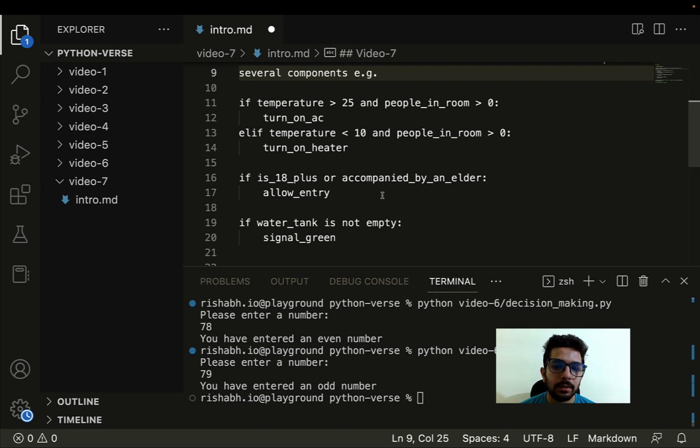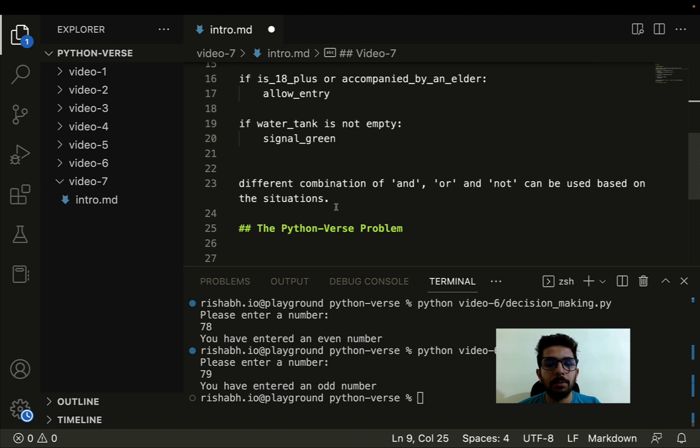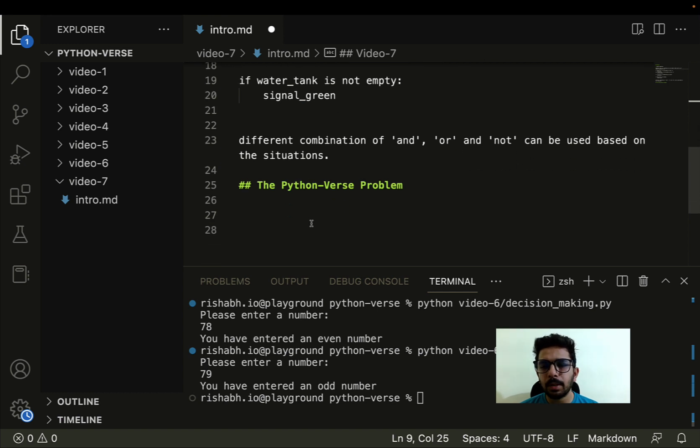Then there is another thing wherein you have to express a not condition. So for example, if the water tank is not empty, then you can signal green, that there is still some water present in the water tank, so you can keep the signal green. So these are the three basic operators in Python which really help us. We can use different combinations of these three. Sometimes we will have to use and with a not, and sometimes or with a not, and sometimes different combinations based on what the conditions are.